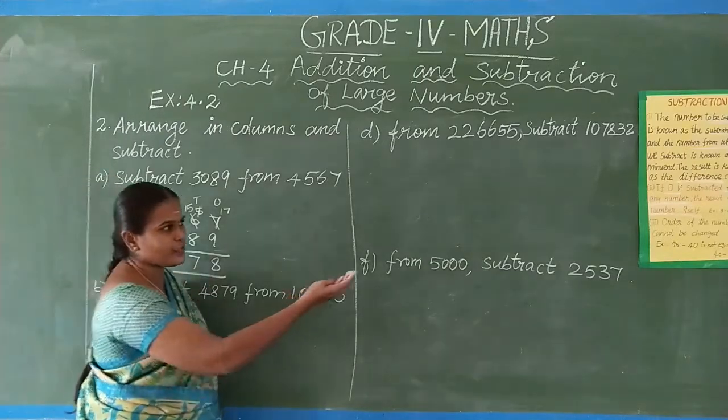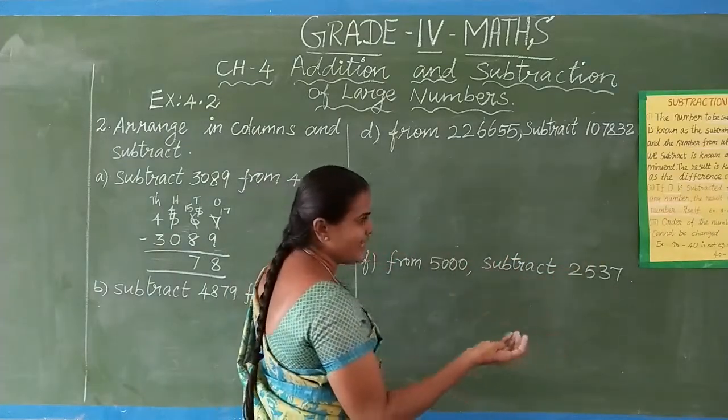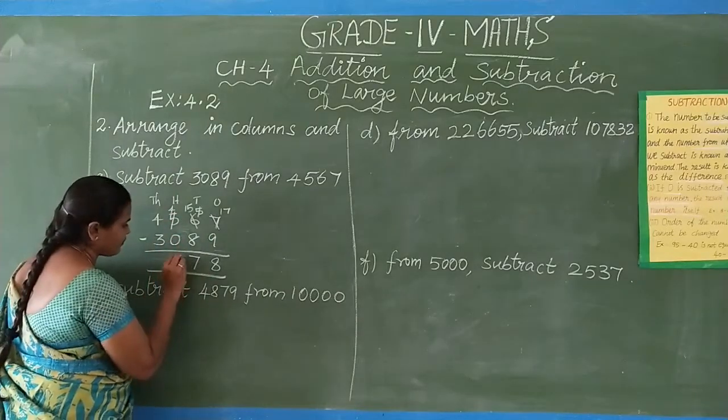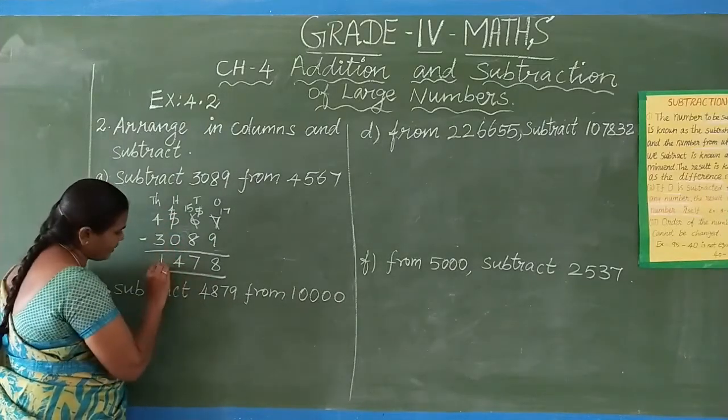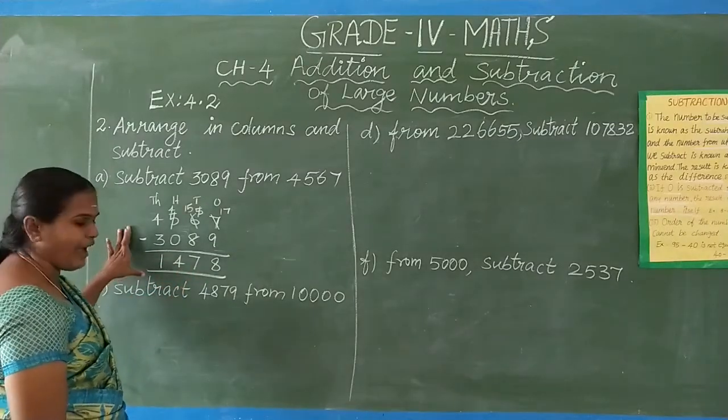4. You know the second rule: if 0 is subtracted from any number, the result is the number itself only. So 4 minus 0, 4. 4 minus 3, 1. So 1478. So this is the answer.